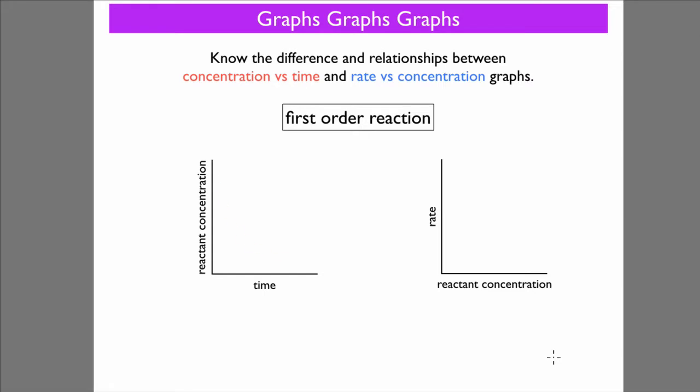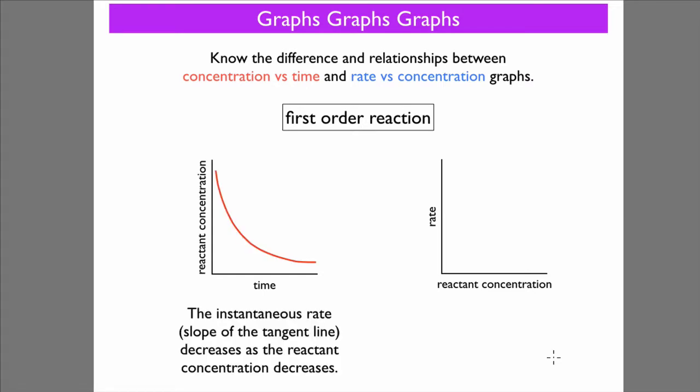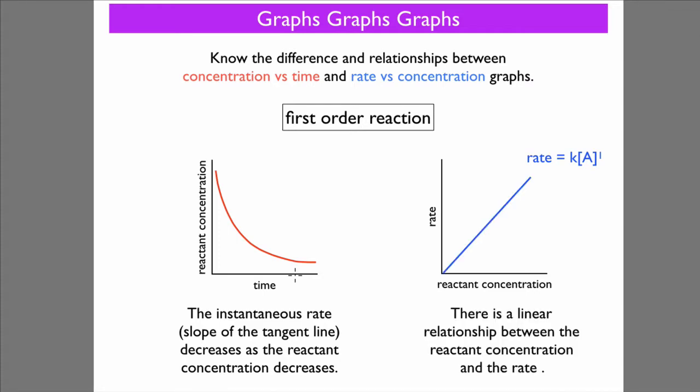For first order reactions, the instantaneous rate, the slope of the tangent line, decreases as the reactant concentration decreases. So you've got to put the tangent lines in there. You see it's getting less and less steep. The rate is decreasing. Rate equals K times concentration to the power of 1. You get a straight line because there's a linear relationship between the reactant concentration and the rate.